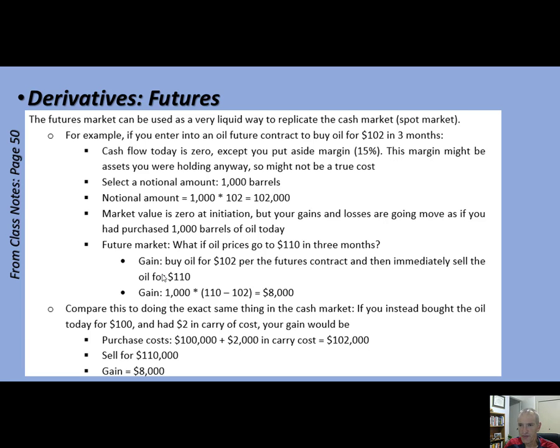The futures market is very liquid, and as I talked about before, it can replicate the spot market. It can replicate the cash market. So if you need oil in 3 months, you can buy the oil today, or you can use the futures market and essentially lock in a price in 3 months. Your cash flow today is essentially zero. You have a margin requirement. I don't make a big deal of margin requirements.